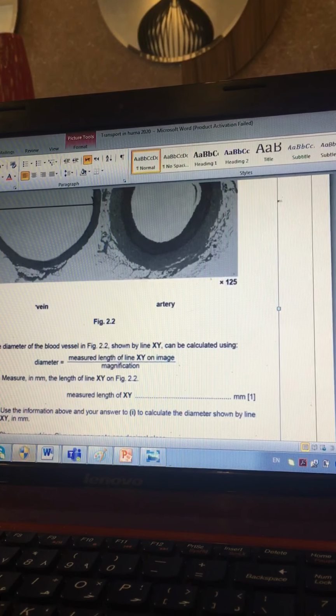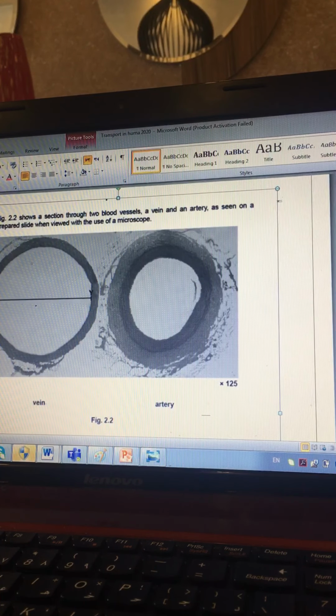So let's go to the next question. Here this figure shows a section through two blood vessels. By the way, the figure here is a photomicrograph, under microscope, so you should be familiar with how vein and artery look under microscope. Vein, the one which is on the left, and artery, the one which is on the right. It's very clear from the thickening of the wall and thickening of the muscle, and from the lumen that each one has.